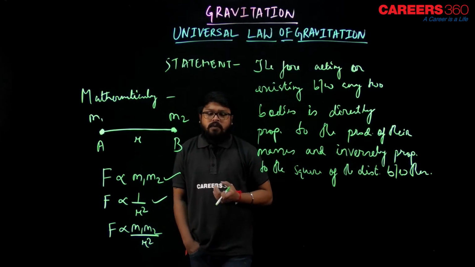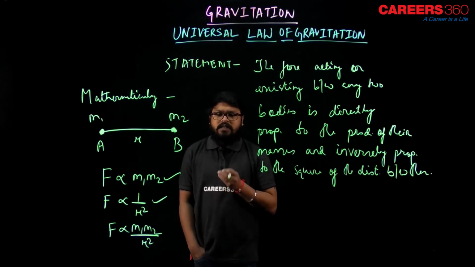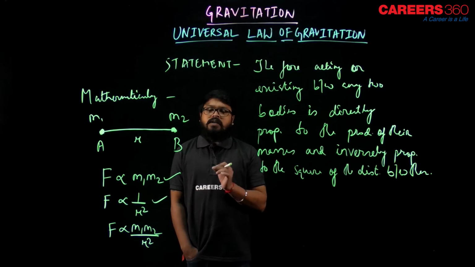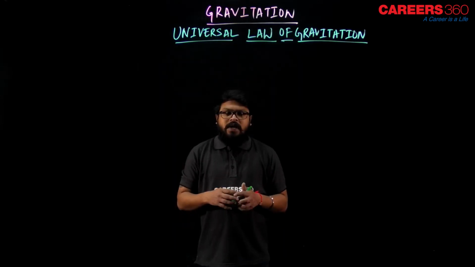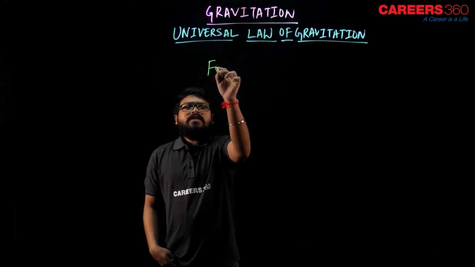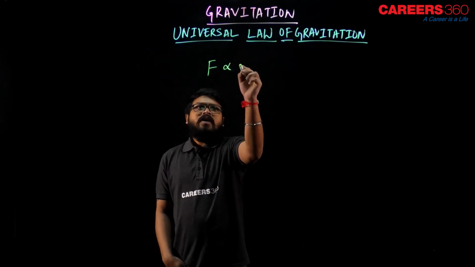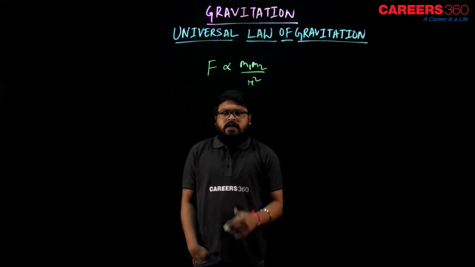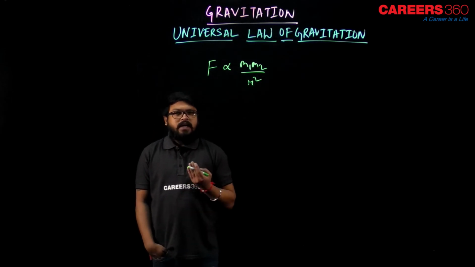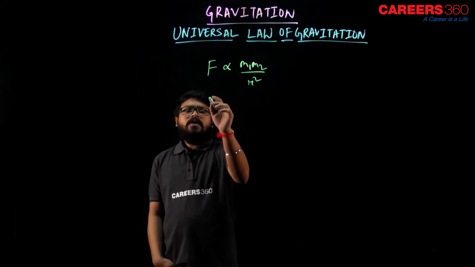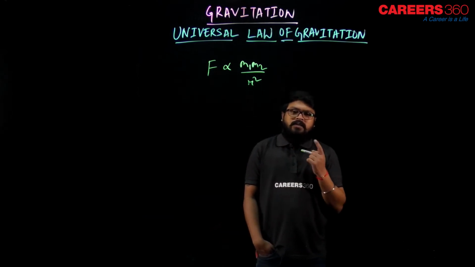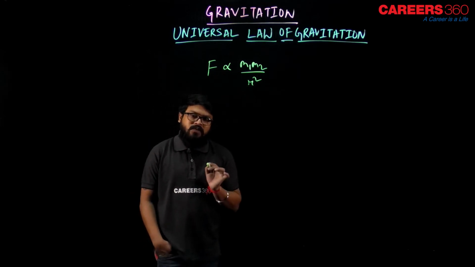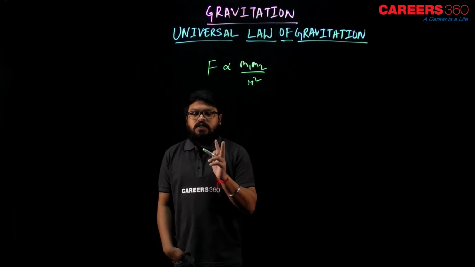Now, what if we need to find out the exact magnitude of the attractive force existing between any two bodies of masses m1 and m2 separated by distance r? Let us see that. As we have already seen, the gravitational force between two bodies of masses m1 and m2 separated by distance r is directly proportional to m1 m2 upon r square, right. When we say existing, it means body A will be exerting force F on body B, as well as body B will be exerting the same amount of force on body A also. That is why we call it existing. The force is existing between any two bodies, right.